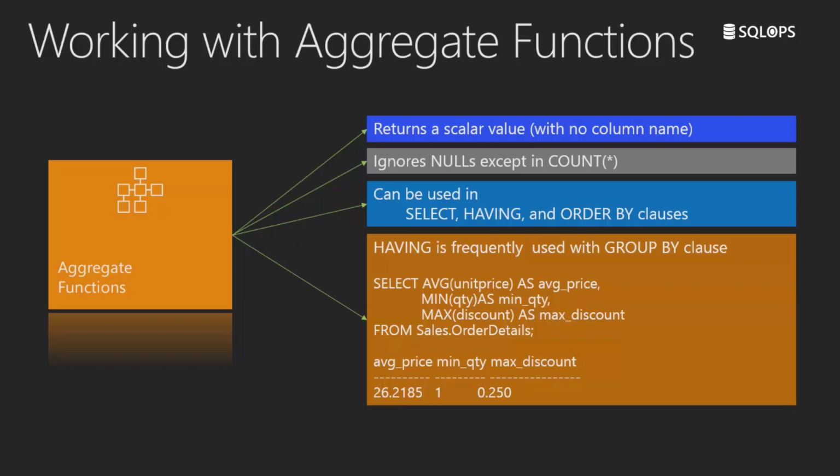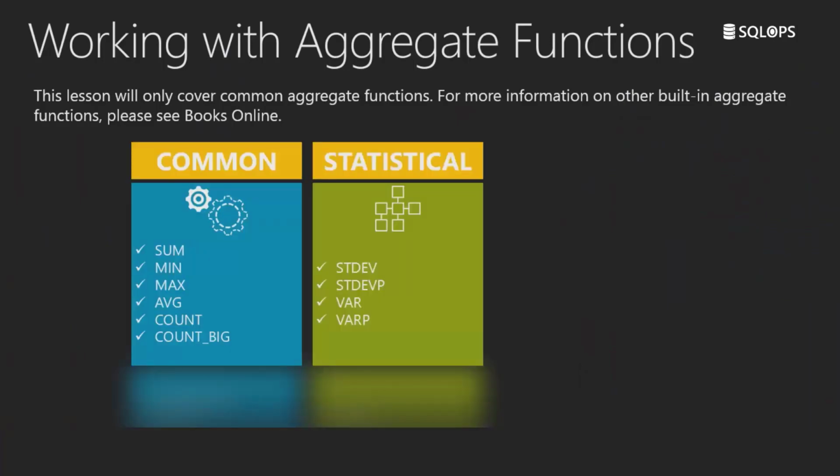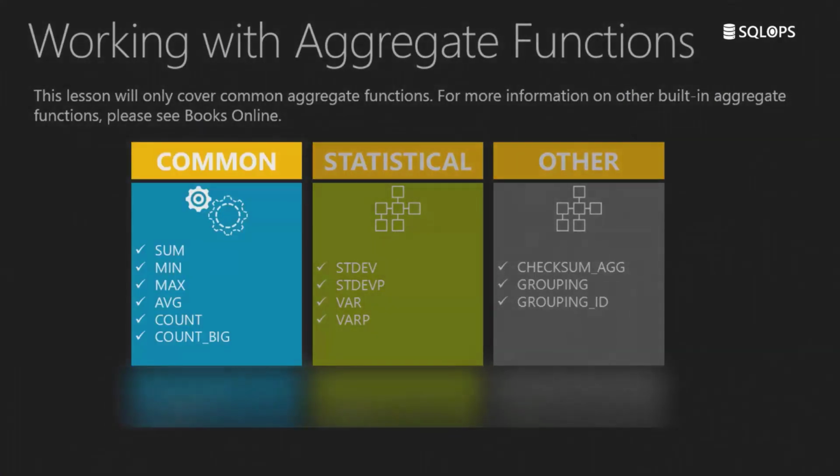If there is no group by clause, all the rows will be summarized. The having clause is frequently used with the group by clause to filter the data. To extend beyond the built-in functions, SQL Server provides a mechanism for user-defined aggregate functions via the .NET Common Language Runtime. Here are some of the aggregate functions that SQL Server supports: common, statistical, and other aggregate functions.